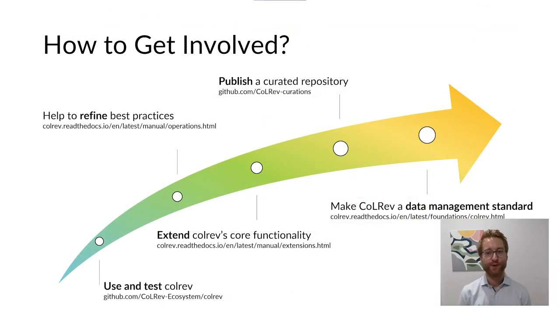So now I'm sure you're all wondering, how can I try this and how can I get involved? Well, there's a variety of ways in which you can get involved, and they somewhat also reflect our vision for how CoLRev will develop going forward. By the way, all the different links here on the slide will be available in the video description. First of all, CoLRev is live on GitHub, and you can go today and try it out. Use it for your literature review projects, and let us know what you think.